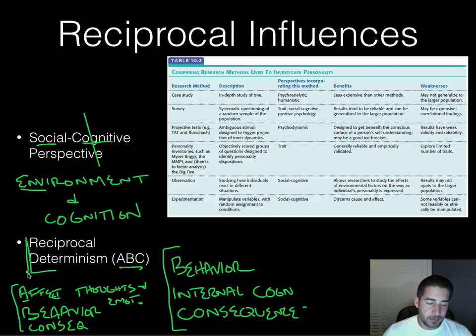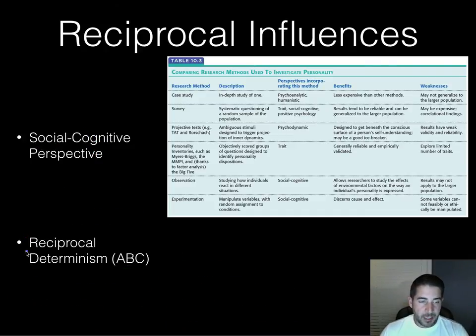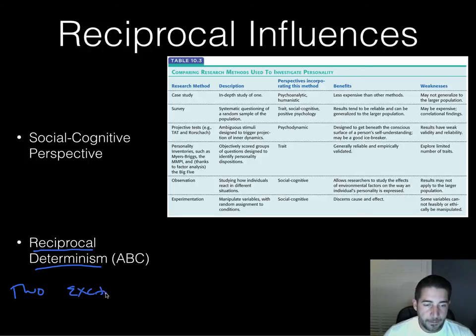Sometimes reciprocal determinism can be kind of hard to understand, so let's break this down. The two words: we have reciprocal and we have determinism. In case that didn't make sense earlier, reciprocal is when two parties exchange something. In this case, the environment exchanges something with you. So you and your environment are interacting with each other. You're exchanging things. That's reciprocal.